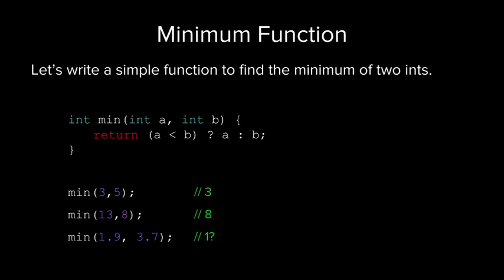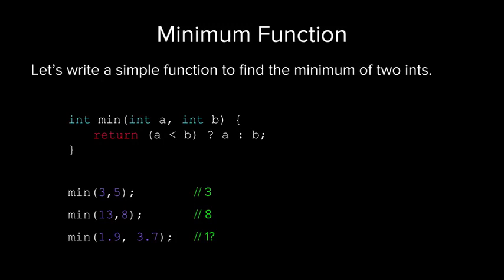So this is a function that takes two integers, and we're passing it two doubles. What does it do to those? Anyone? Derek. Yeah, it truncates them, right? Rounds them down to integers, so it gets 1 and 3, and then returns the smaller one, which is 1.